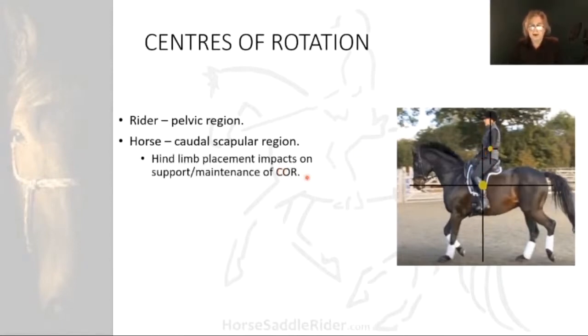And the hind limb placement impacts on the support or maintenance of the center of rotation. I explained earlier how the more the horse can bring the hind under towards its center of rotation, the better balanced it will be, the more stable it will be, and the better able to carry its weight.